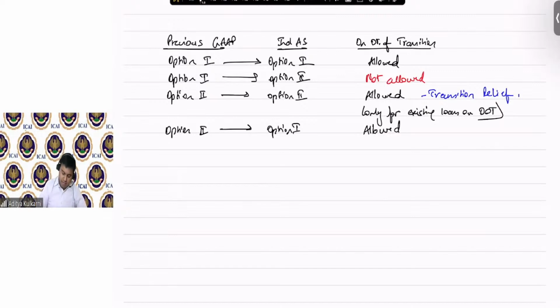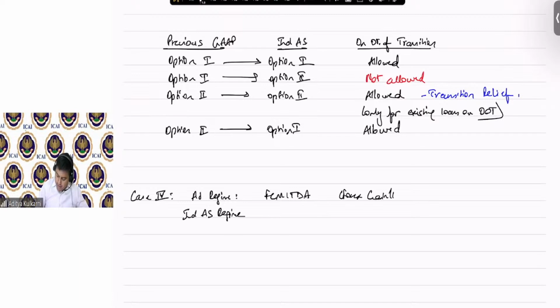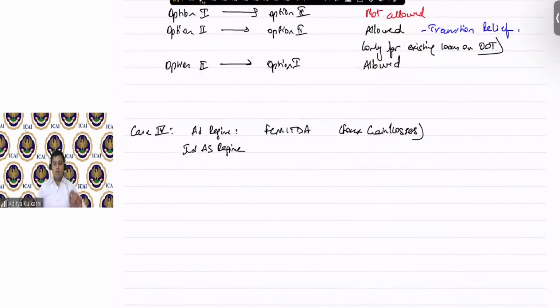I think there is some difficulty. Okay. So case 4. Under the AS regime, you have accumulated it in FCMITDA. In the AS regime, this is forex gains or losses.